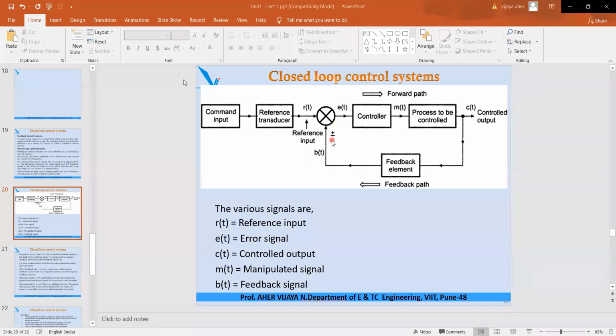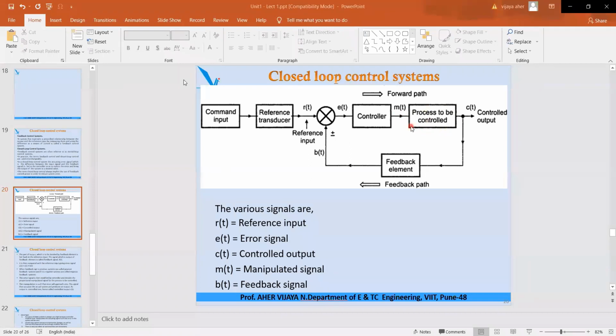BT may have a plus or minus sign. Depending on this sign, plus or minus, you will get the error signal. That is the output of your comparator. That is given to the controller block. Accordingly, the controller gives you an output signal. This MT is nothing but the input to the process. So we are calling this MT the manipulated signal. That is given to the process block.